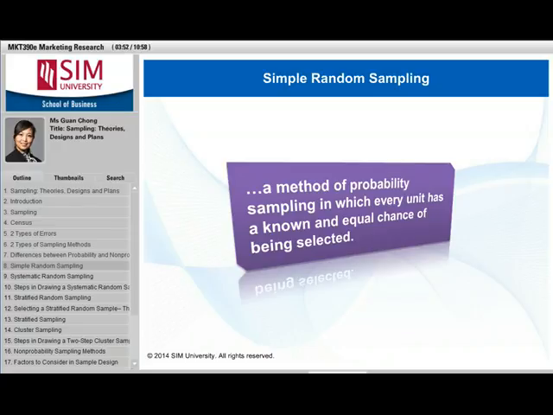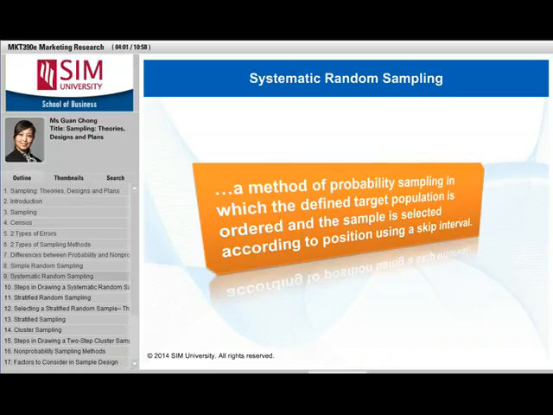Simple random sampling is a method of probability sampling in which every unit has a known and equal chance of being selected. While systematic random sampling is a method of probability sampling in which the defined target population is ordered and the sample is selected according to the position using a skipped interval.